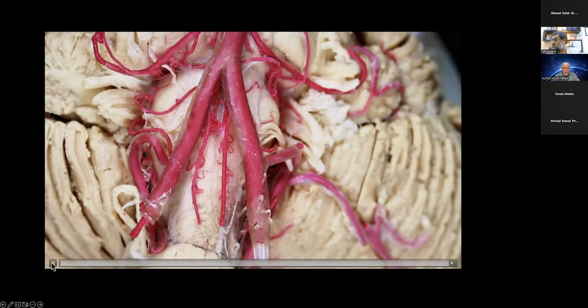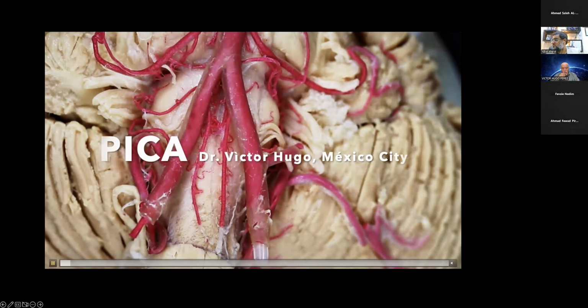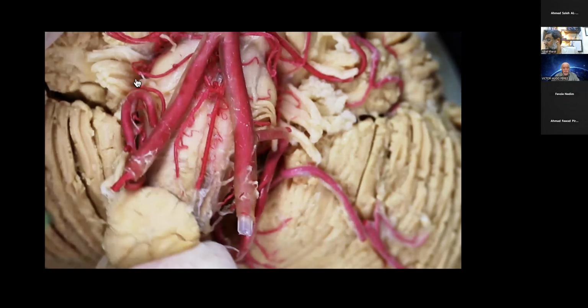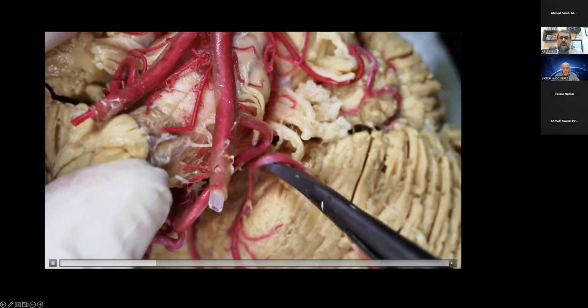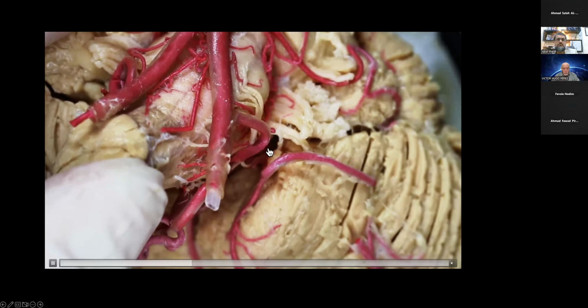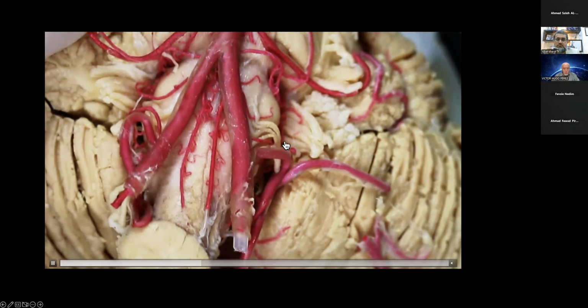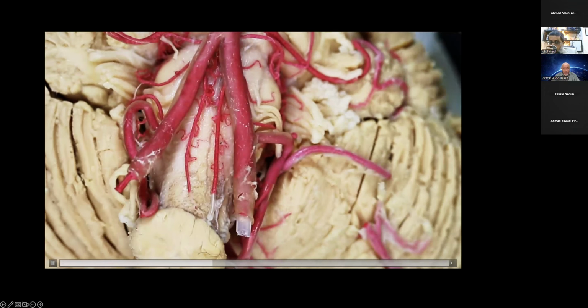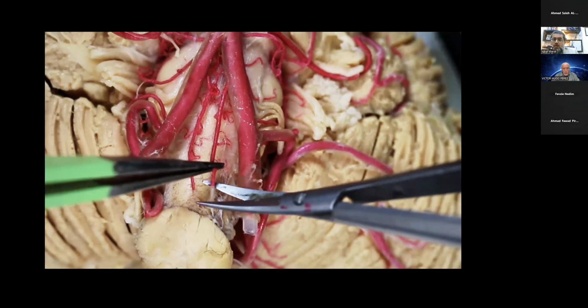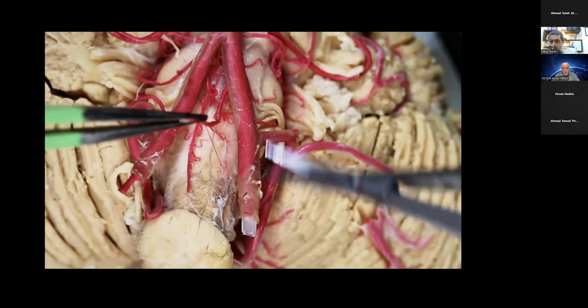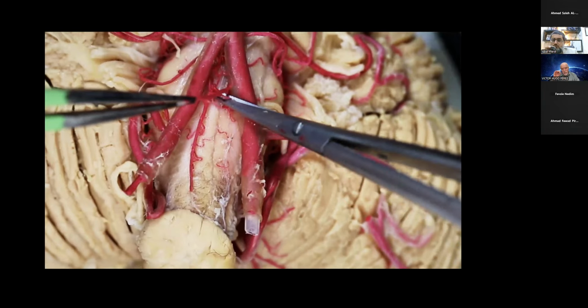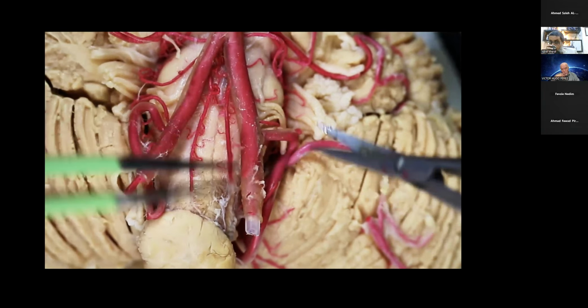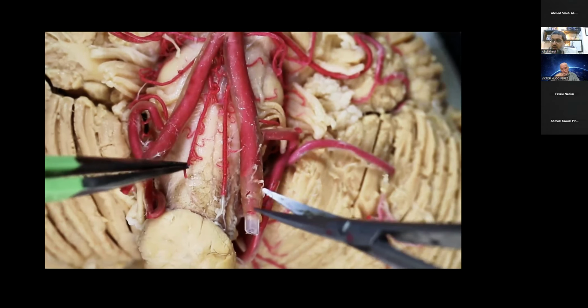So let's go to dissect this anterior spinal artery, and here we have the right and left vertebral arteries. The PICA, the right side. And I'm going to cut this anterior spinal artery. Look at the size of these perforator branches.